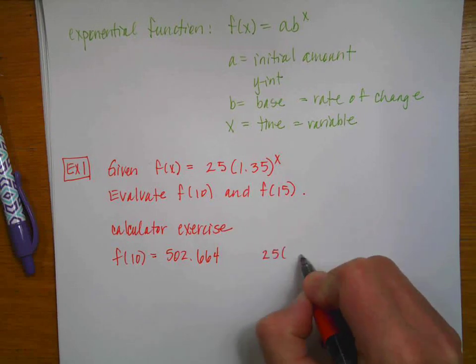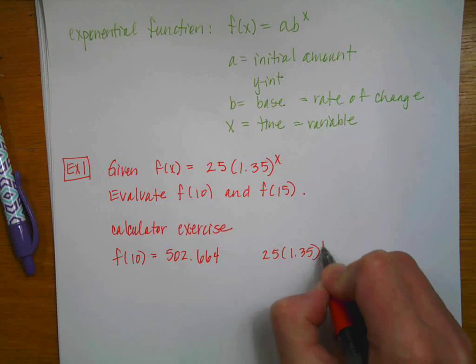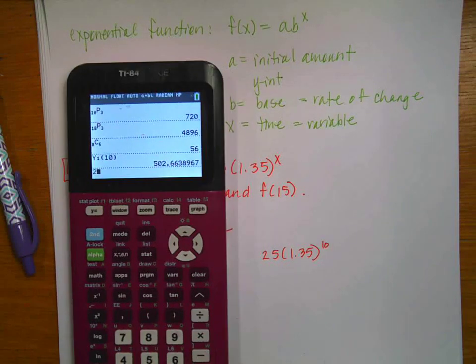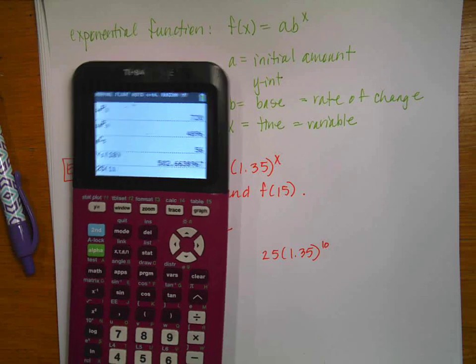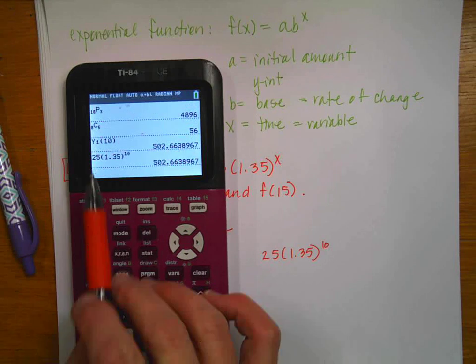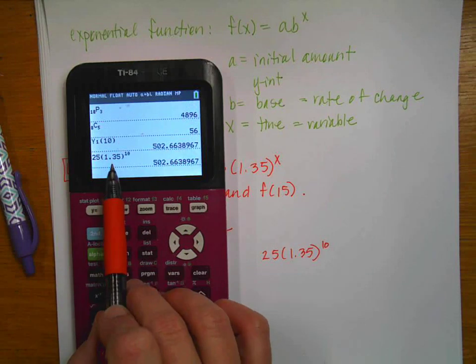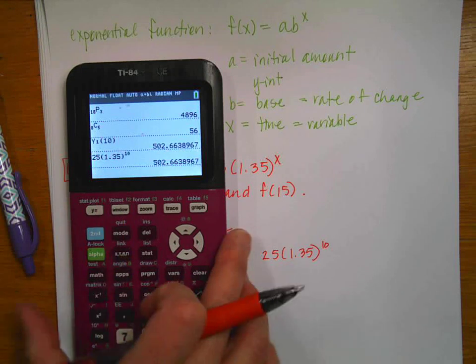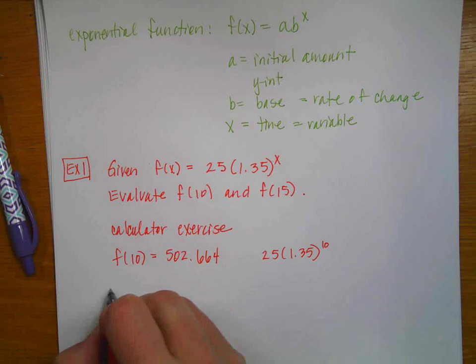Okay, so now I'm going to show you how I would have set that up to do it by hand. So it would have been 25 times 1.35 raised to the 10. Okay, so if I do that math, 25 times 1.35 raised to the 10, and notice that I get the exact same answer. So if this is too complicated, this is also very straightforward, and I don't mind which you use.